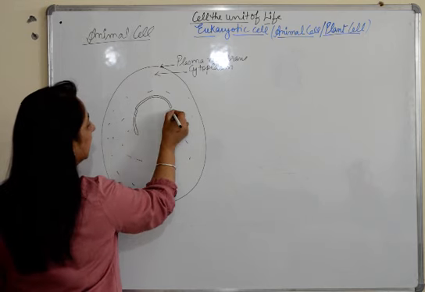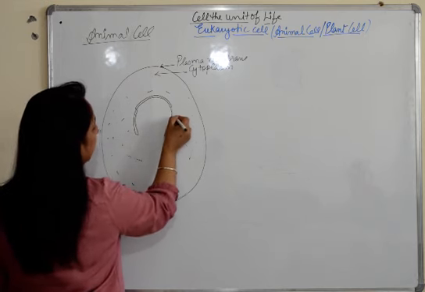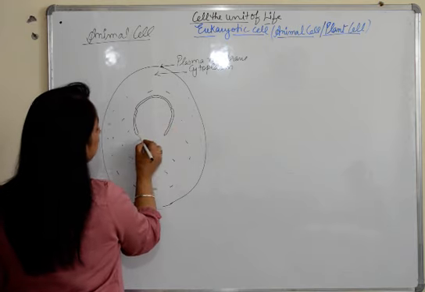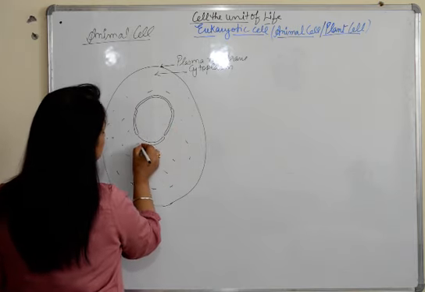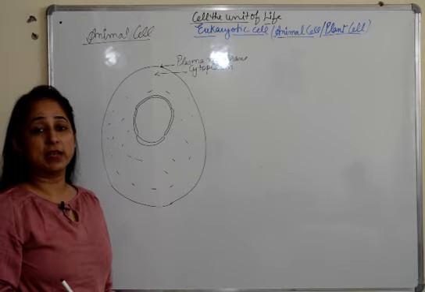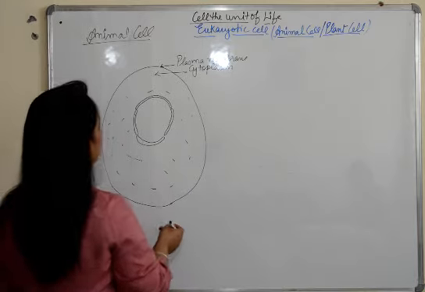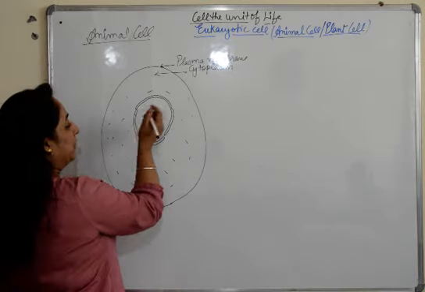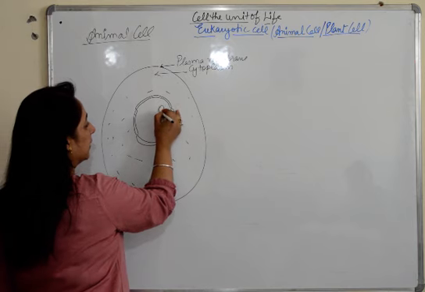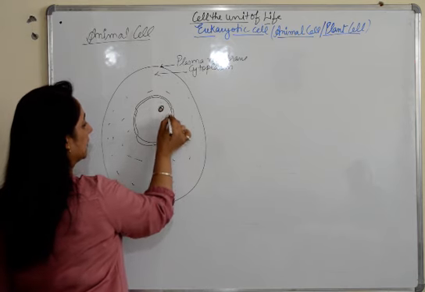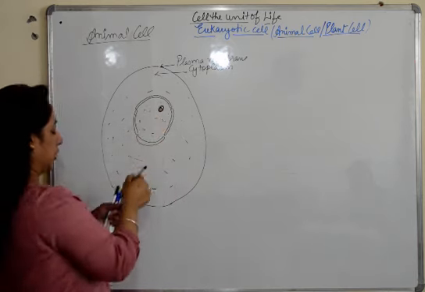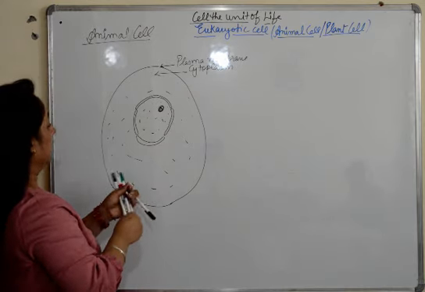Nucleus generally is centrally placed, but in some it can be on the sides also. Generally there is only one nucleus, but some cells are multinucleate, which have multiple nuclei present in them. Now when we talk about the structure of the nucleus, we have certain structures present here.